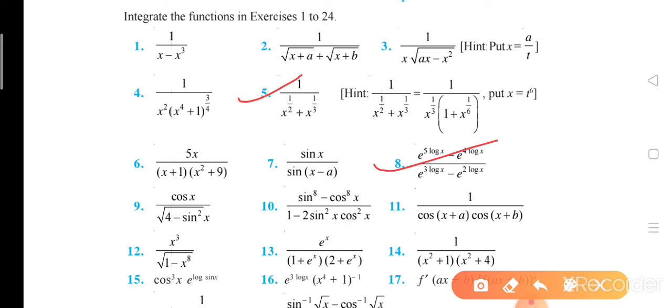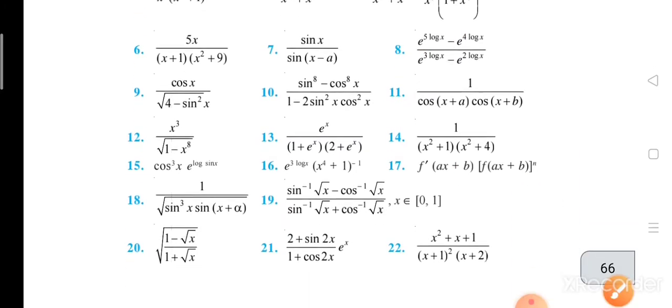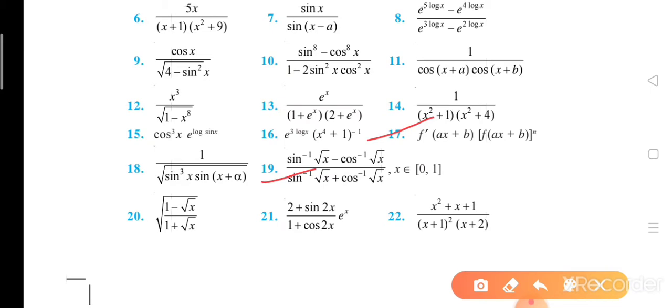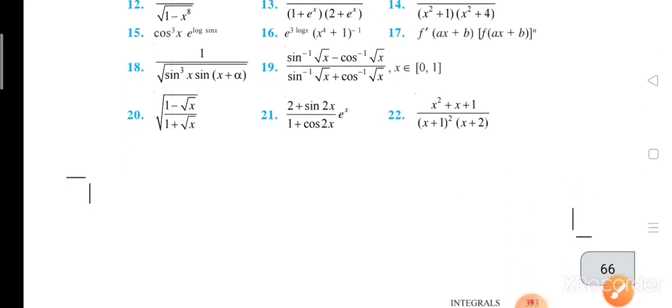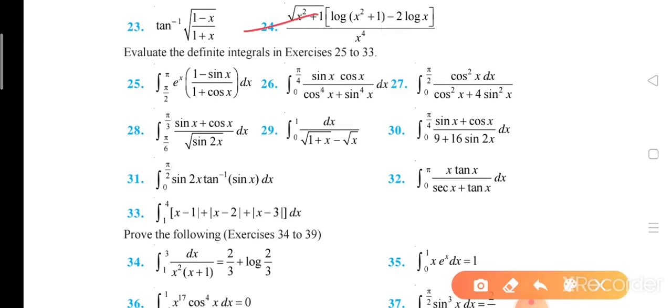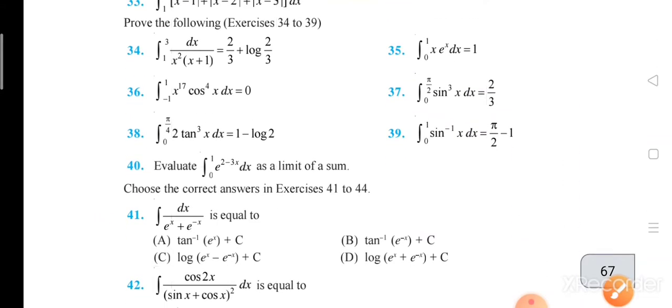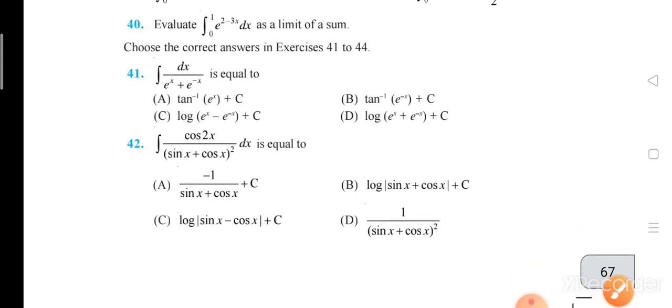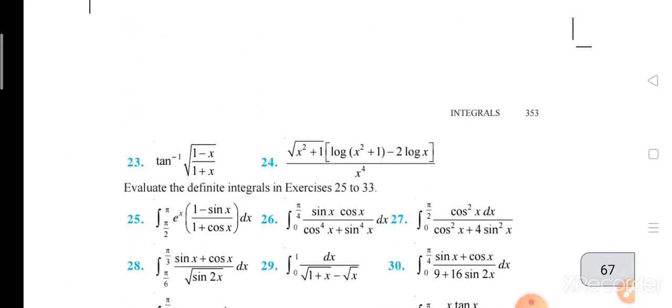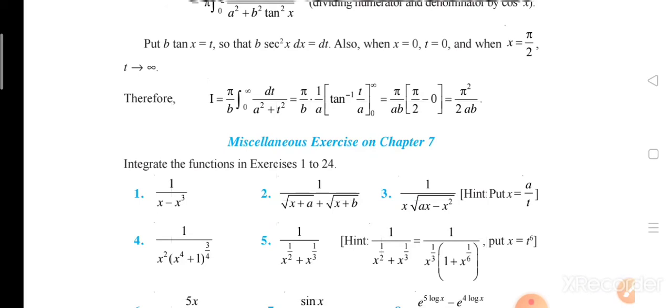8, 11, 17, 19, 20, 24. Then we have question number 30, 32, 33, then 37. These are important and expected problems from miscellaneous of integration. So you should do at least these problems so that you can pass your exam properly.